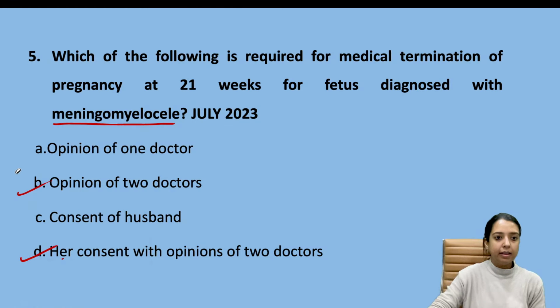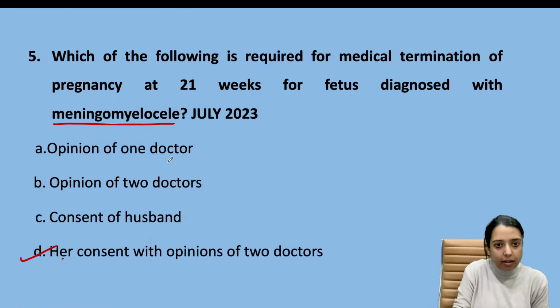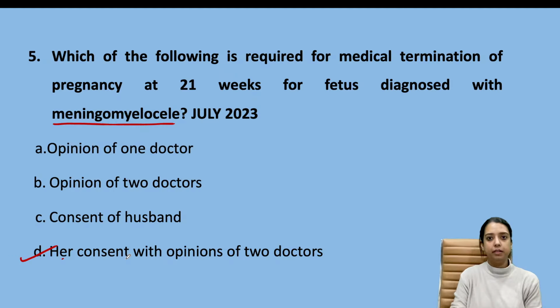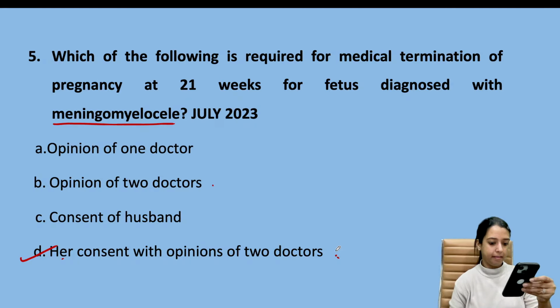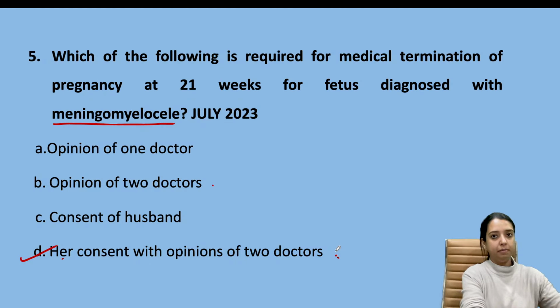So please, this is a very big example, read all the options. Even if the answer is in front of you, read. हर consent with opinion of 2 doctors is more appropriate. ये incorrect नहीं है, but ये ज़्यादा correct. This is more correct. So read all the options. Yes, right? You remember meso-mifi dose?